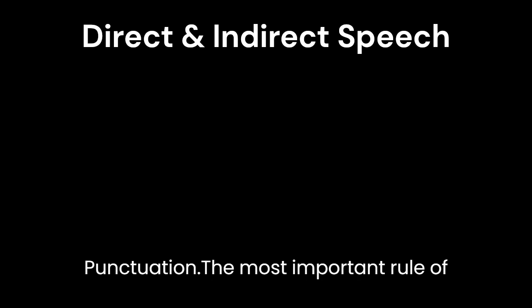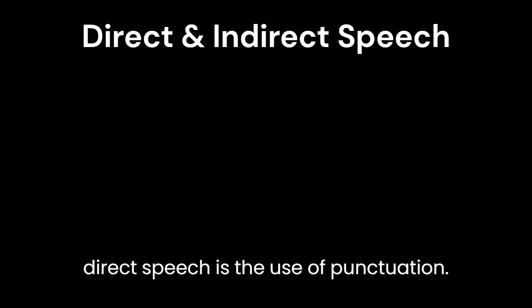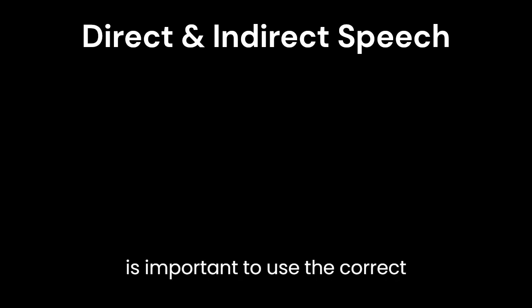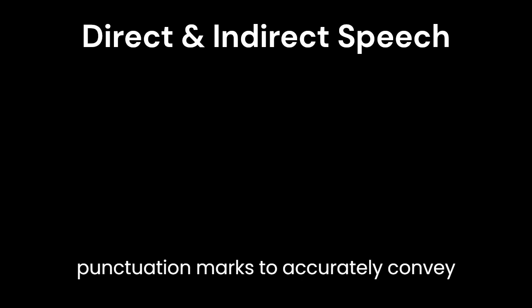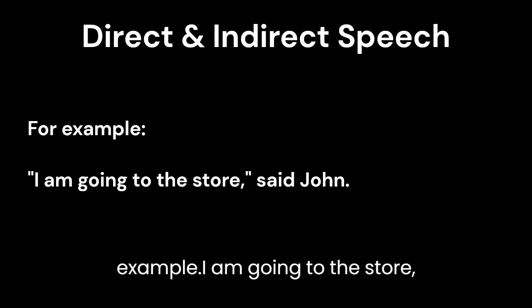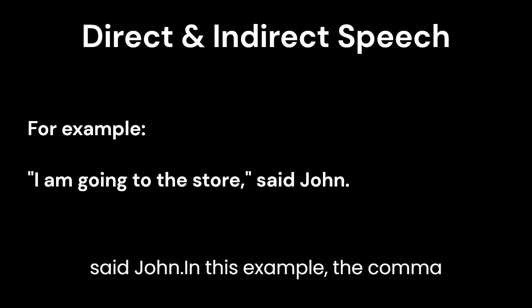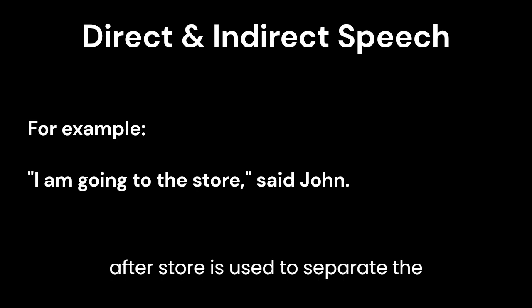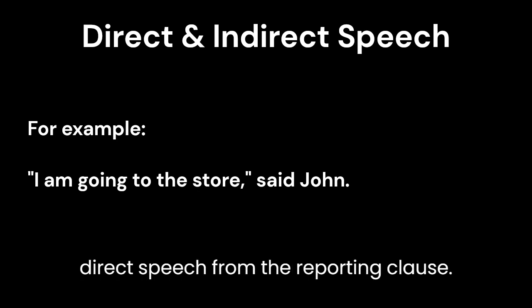Punctuation. The most important rule of direct speech is the use of punctuation. When quoting someone's exact words, it is important to use the correct punctuation marks to accurately convey the meaning and tone of the speech. For example, "I am going to the store," said John. In this example, the comma after "store" is used to separate the direct speech from the reporting clause.